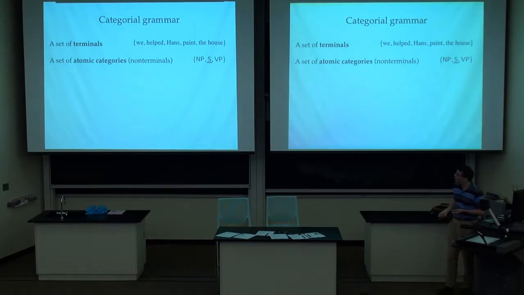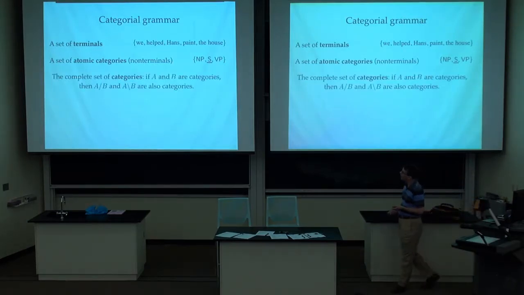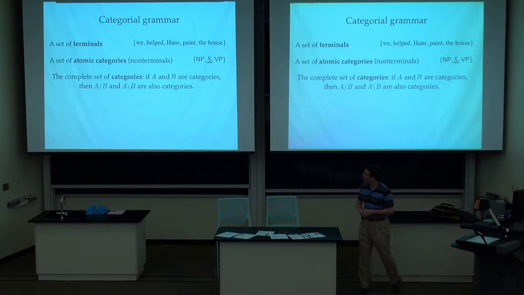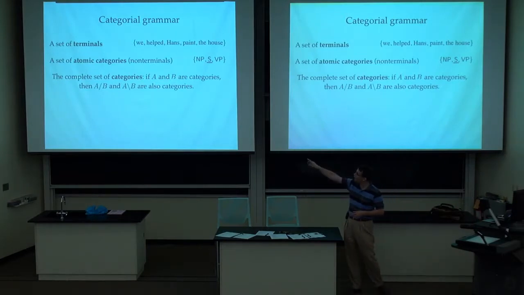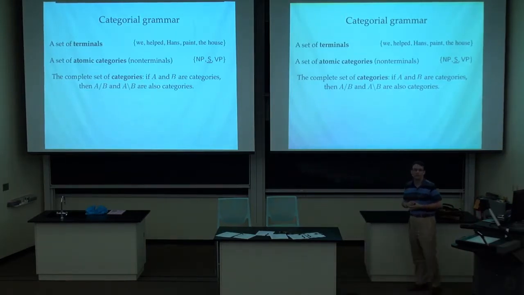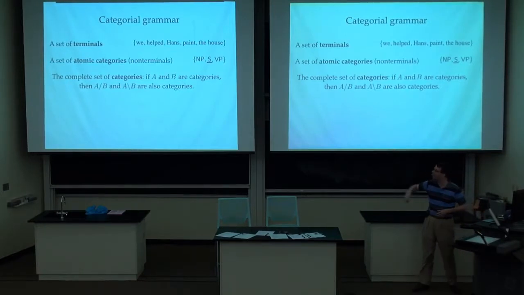And now we have something interesting. We have a complete set of categories. The complete set of categories is actually infinite. Basically, the set of categories is defined recursively: if A and B are categories, then A slash B and A backslash B are also categories. Don't worry about what that means, just go with it for now.